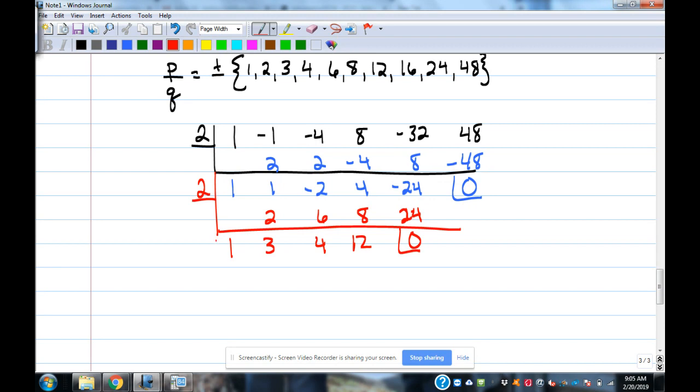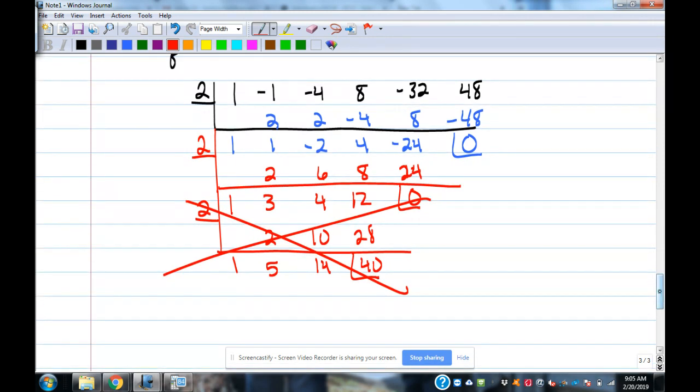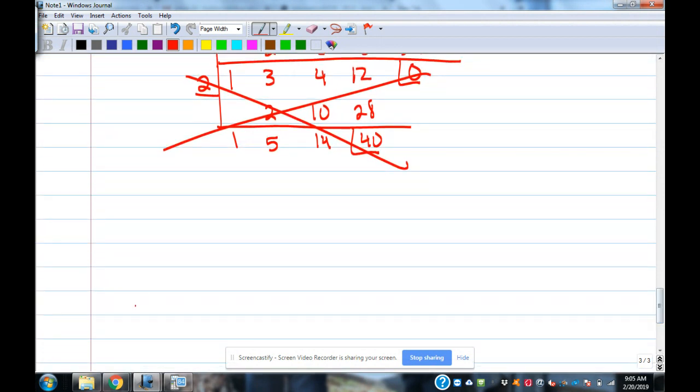So if I try 2 again, 14 times 2 is 28, I'm not going to get a remainder of 0, right? So that's 40. So that tells me 2 only works twice. That's what that tells me. Okay. So right now, we have x minus 2 squared.